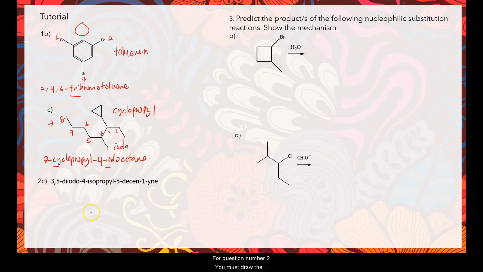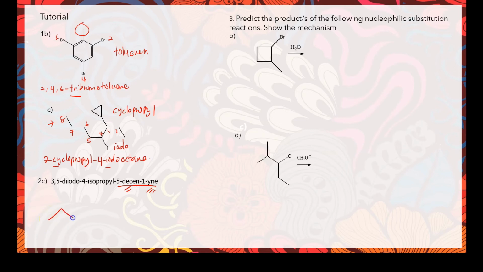For question number 2, you must draw the compound based on the name given. For this type of question, you must draw the parent group first. Usually, the parent group is located at the end of the name. So for this compound, the parent group will be 5-decen-1-yne, which means it consists of a double bond and a triple bond. Decene means this compound contains 10 carbons.